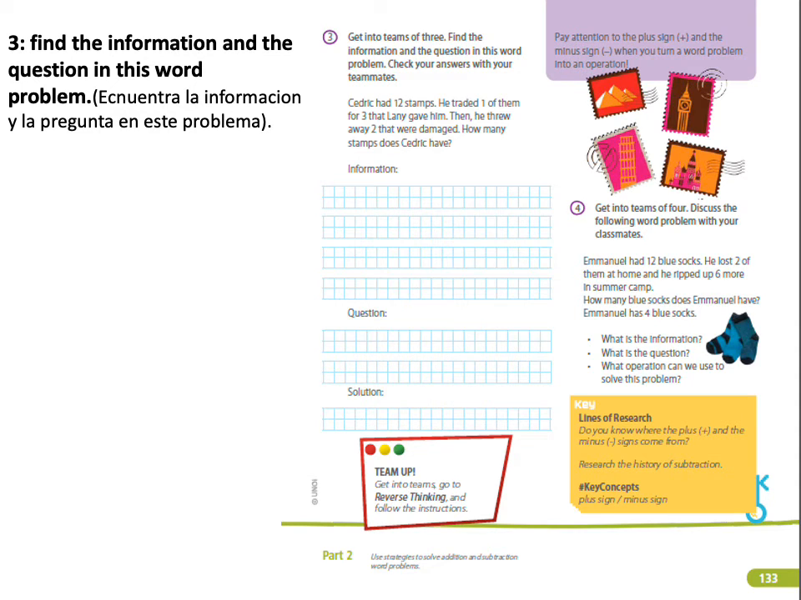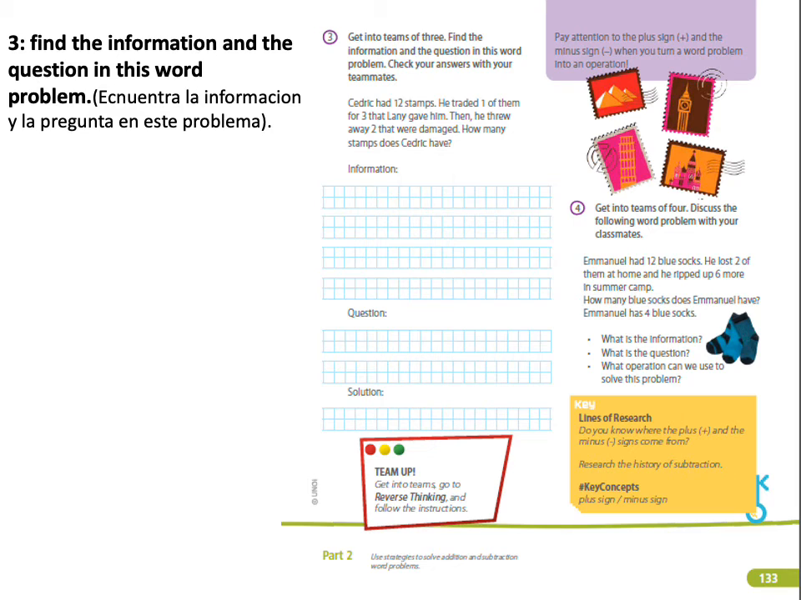Page 132. Pay attention to the plus sign and the minus sign when you turn a word problem into an operation. Exercise 3. Find the information and the question in this word problem. So, listen carefully to this word problem. You can follow me by reading or you can listen.